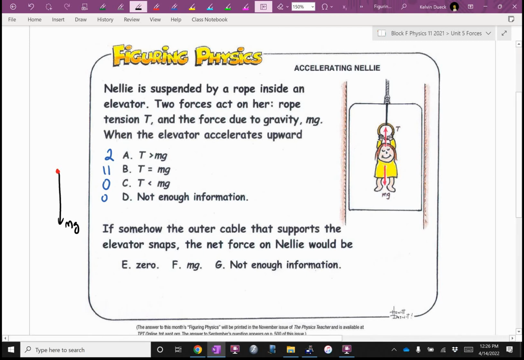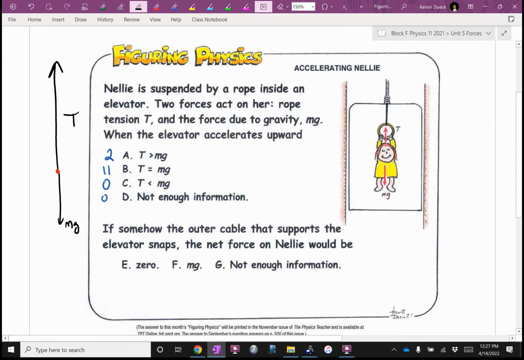How do you know? Which way is the elevator accelerating? I'm going to ask you a series of questions. Although all the questions are going to be different, I want the same answer, and the answer is going to be up. Which way is the elevator accelerating? Which way is Nellie accelerating? Which way must there be a bigger unbalanced force? Which force is that?